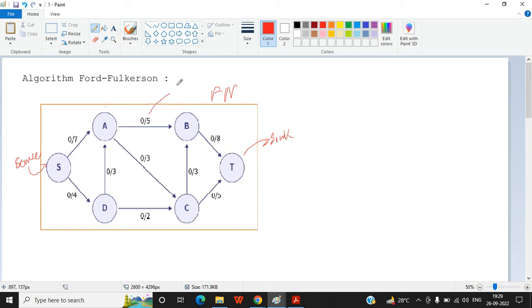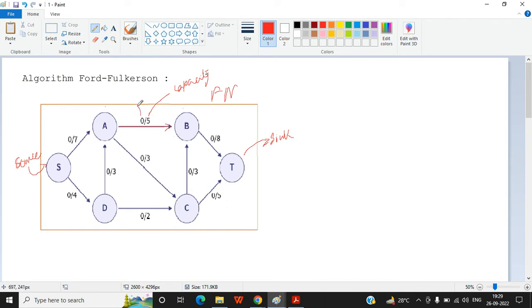So 5 is the capacity. Only 5. So 5 is the capacity of this edge, or you can say this path. 5 is the capacity of this path from A to B, meaning a maximum of 5 units of items you can send through A to B.